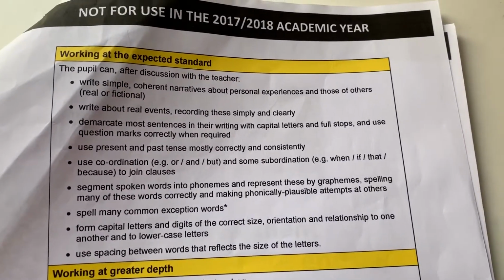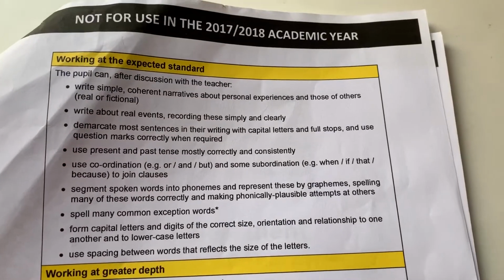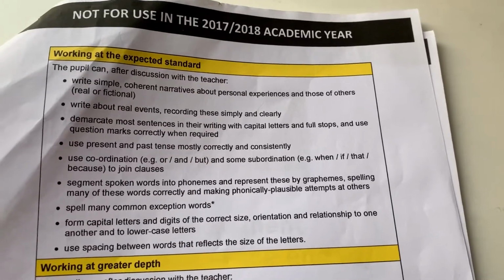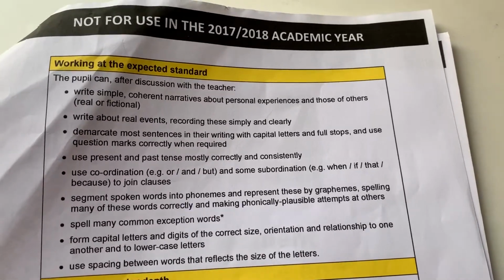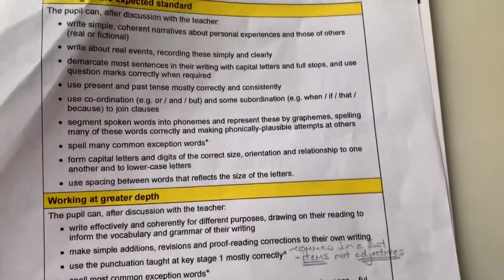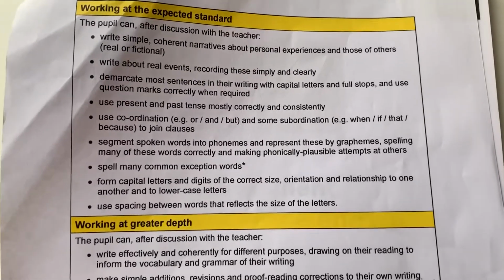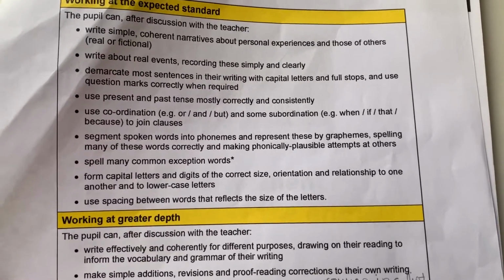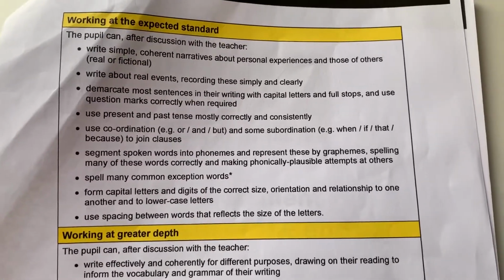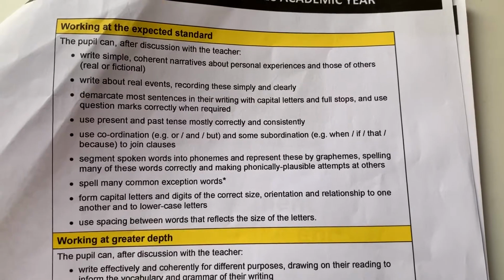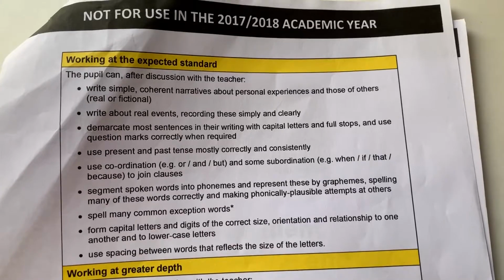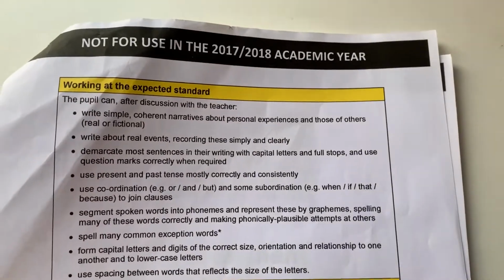So there are 5 main elements to the term coherence. The first one, as you can imagine, is about demarcating sentences correctly with capital letters and full stops. And of course, if a sentence or a sequence of sentences isn't demarcated accurately, then it isn't coherent. It doesn't make sense to the reader. And that is there as the third bullet point on the assessment framework, that children have to demarcate most sentences in their writing with capital letters and full stops. So that's your first element of coherence.